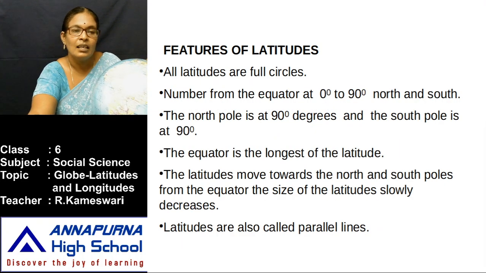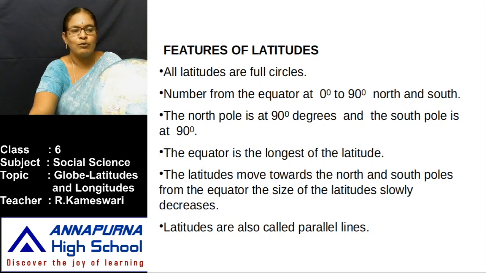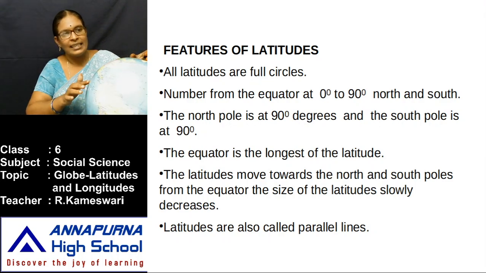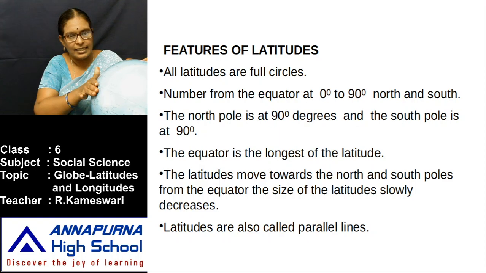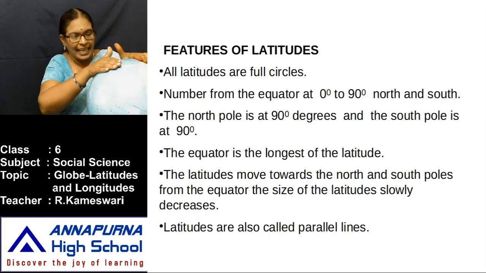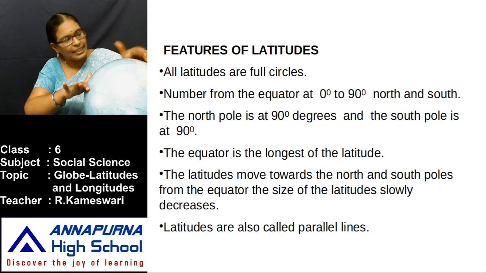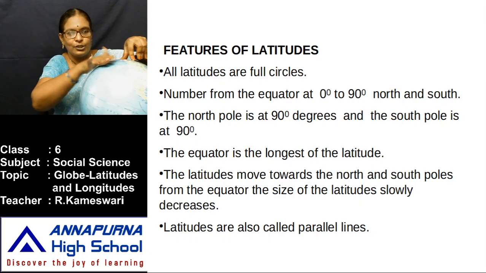Next, what are the features of latitudes? All the latitudes are full circles. You see here to here. One circle, one latitude. So all the latitudes are full circles. They are numbered from the equator at 0 degrees to north and south. The total latitudes are 90 in the northern hemisphere and 90 in the southern hemisphere. From 0 degrees latitude to the North Pole, how many latitudes are there? Total 90 latitudes are there.